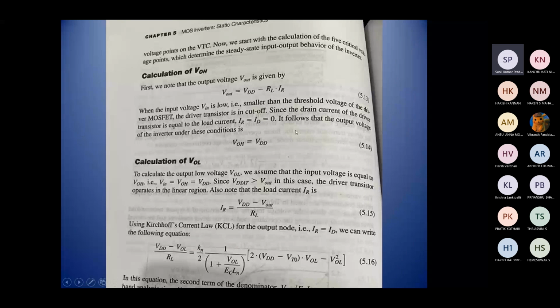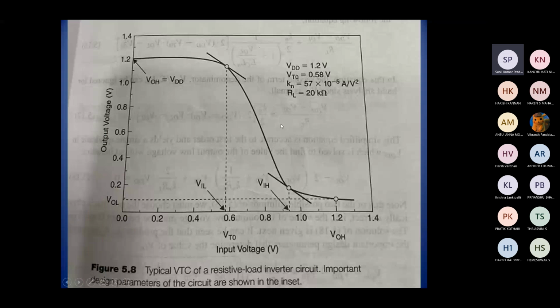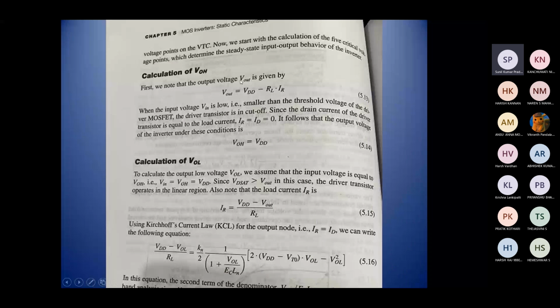So it follows that the output voltage in the inverter under this condition will be equal to VDD. So this is the point where our output voltage is equal to our supply voltage VDD. Now, this is actually how we calculate the output high voltage, VOH. Now, we can calculate VOL, the output low voltage. To calculate the output low voltage, VOL, we assume that the input voltage, VIN, is equal to VOH, the output high voltage.